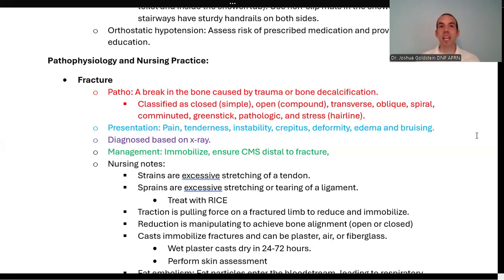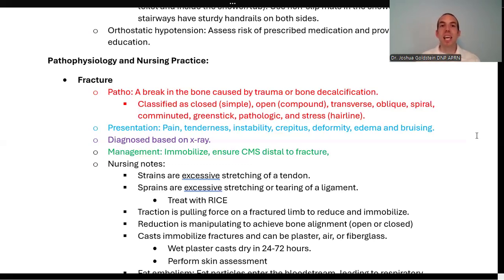Next, we have traction. Traction is where we pull on an extremity in order to realign the broken parts of a bone. So for example, if a bone is broken like this, we pull until they're back in line again. That's what pulling traction is, and we use it to realign our bone. And once we have done that, then we would go ahead and immobilize it. Once we've reduced it, as it's called, once we've gotten rid of that issue where it's not in perfect alignment. Reduction is the manipulation to achieve bone alignment.